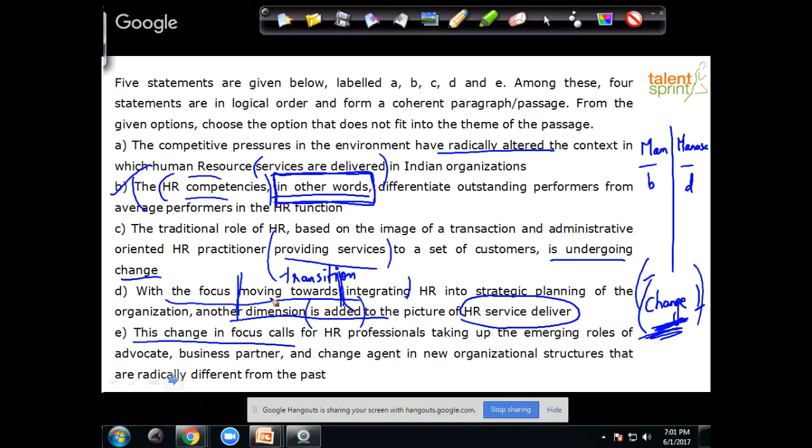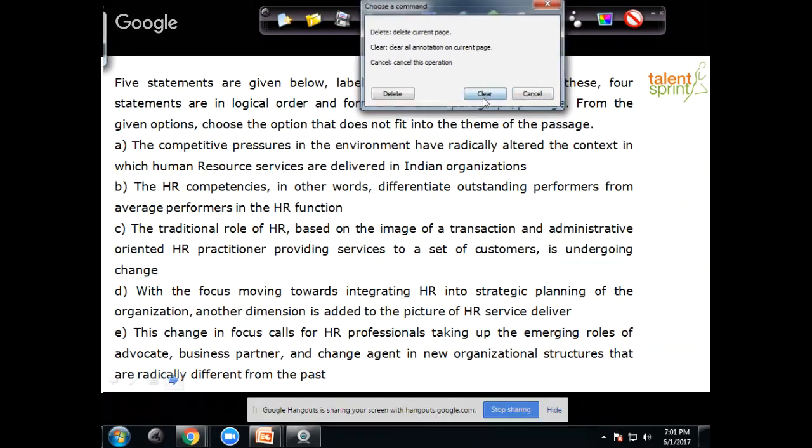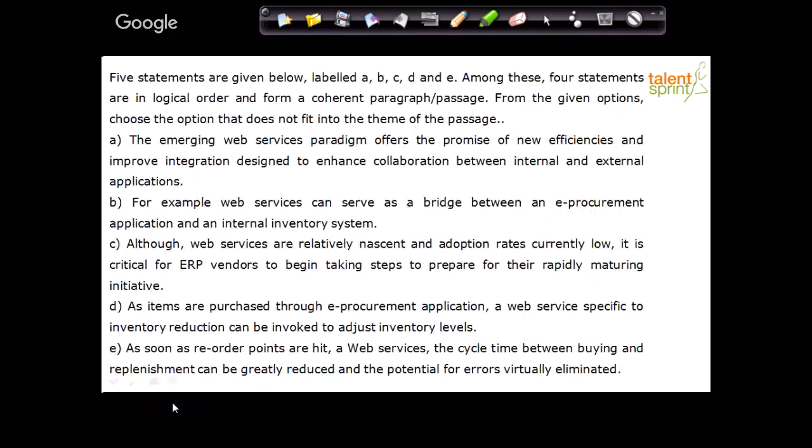So service is another keyword again. If you look at it, I think Pratibha pointed it out in the beginning. All the other sentences are referring to changes in the HR services, while D is the odd one. Anyway, let's move on. Right? Okay, we have one more in this. Good. We will get into the habit of looking for what to look for.